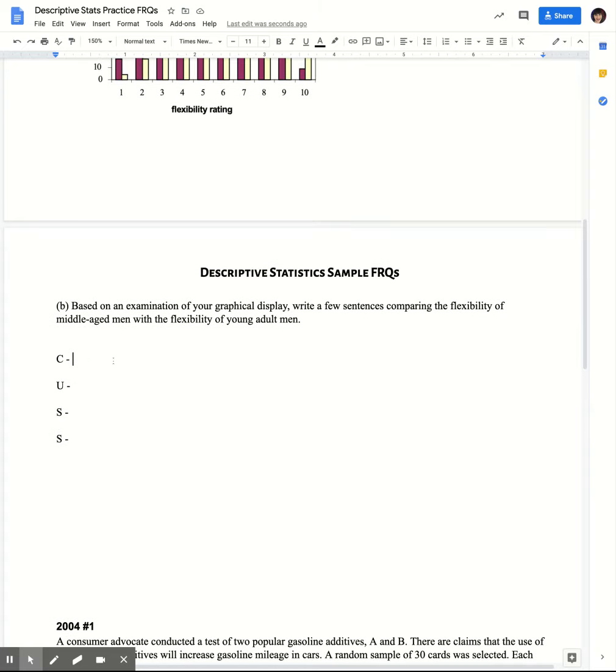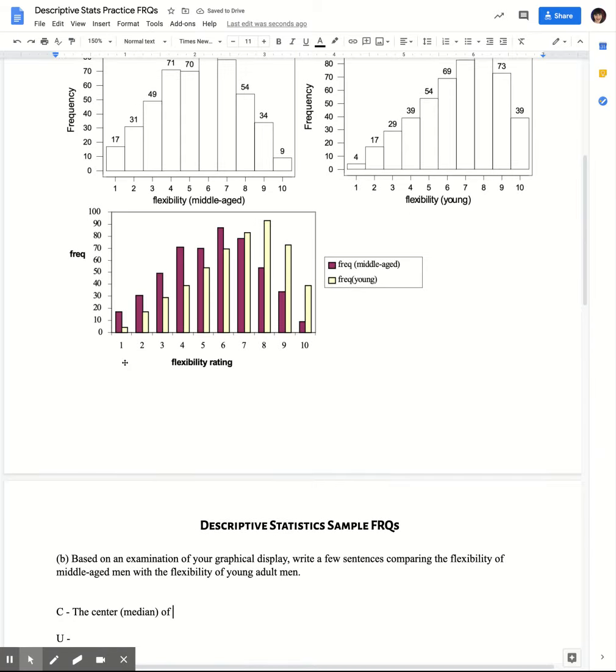So remember, we have to identify what the individual centers are and then use comparative language to compare them. So you would say something along the lines of, the center, and note that you're using the median of the flexibility rating of young men is approximately 6.5, which is higher than the median flexibility rating of middle-aged men, which is approximately 5.5. Okay, that's all you have to write.